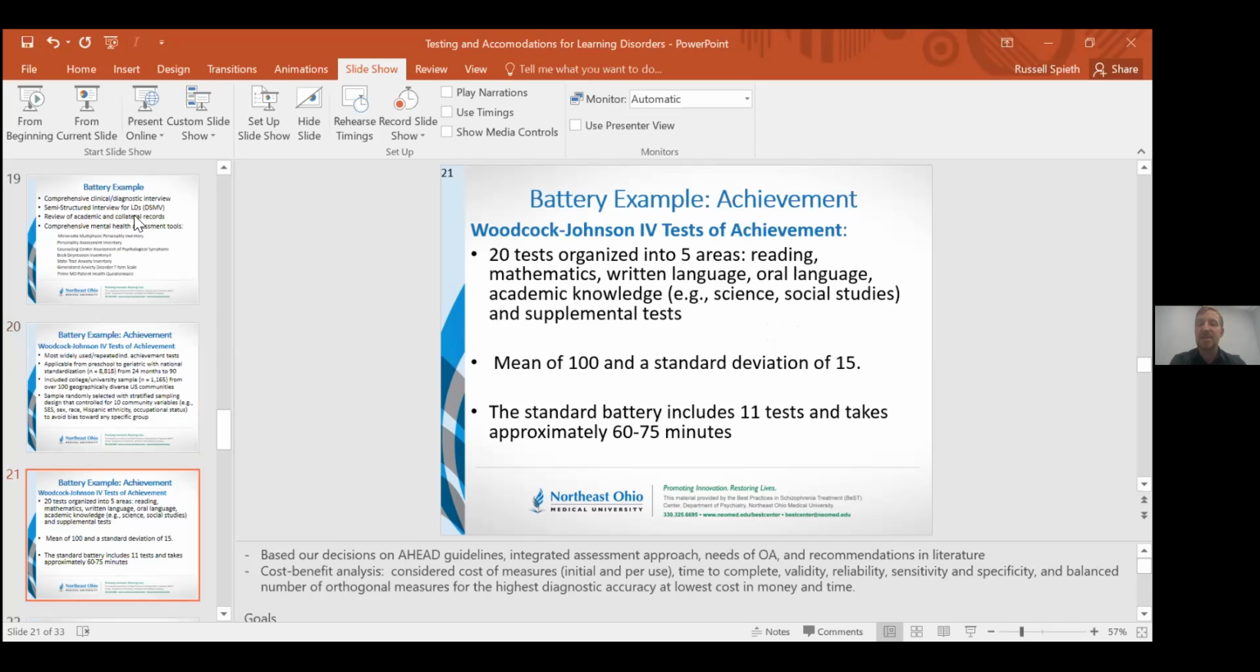So the Woodcock-Johnson is 20 tests. It's organized into 5 areas: reading, mathematics, written language, oral language, academic knowledge, which are things like science and social studies, and other supplemental tests. So again, if you're concerned about a math disorder, there are a number of supplemental tests that tap different dimensions of a math disorder. It's like other intelligence tests. This is not an intelligence test, it's an achievement test, but it's designed to map onto it. It has a mean of 100 and a standard deviation of 15. The standard battery includes 11 tests and takes about 60 to 75 minutes to complete.